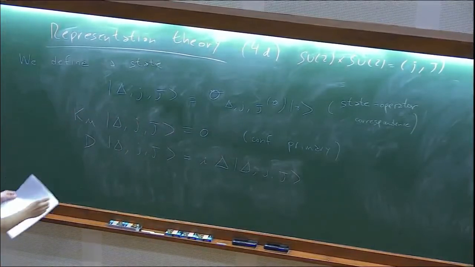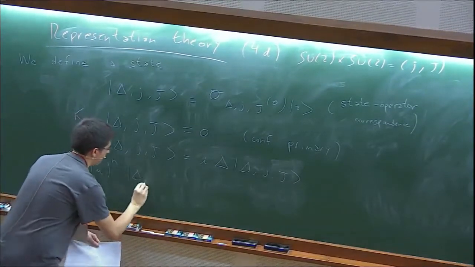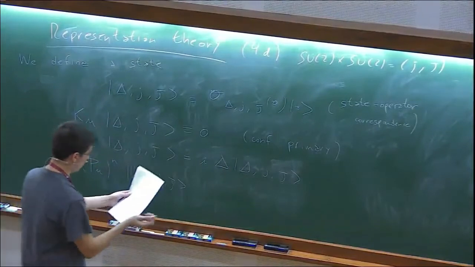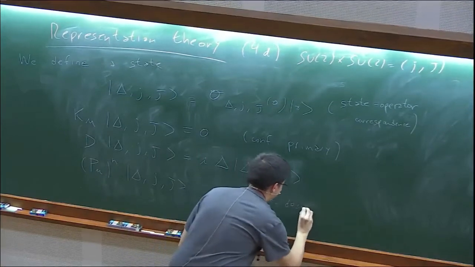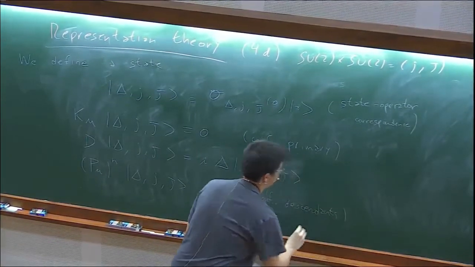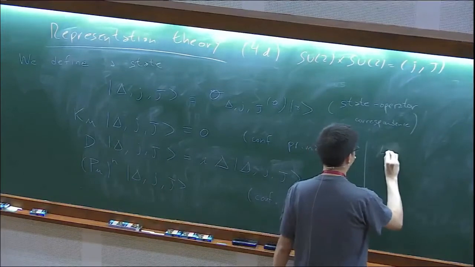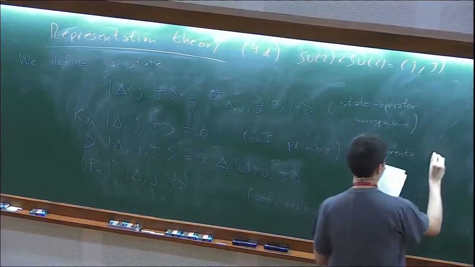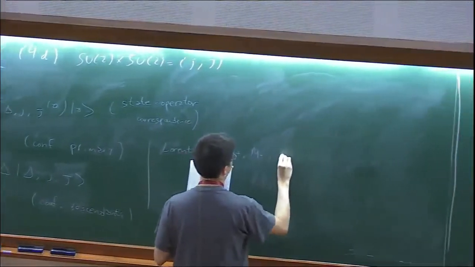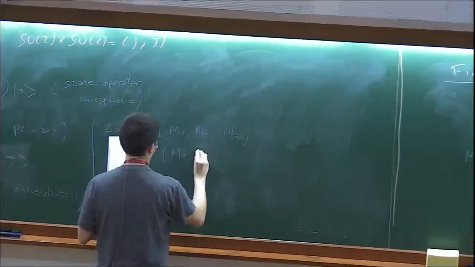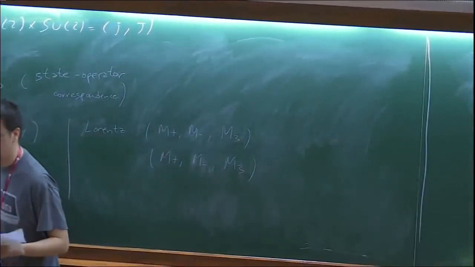And then with the generator P, nothing happens. So you create new states. So P, I can act as many times as I want, particularly n times. And these are called conformal descendants. And for the Lorentz generators, there are similar expressions, but this one should be familiar from quantum mechanics, right? I have two SU(2)s, so I can define lowering and raising operators, and an M3 that gives me the spin of the state.